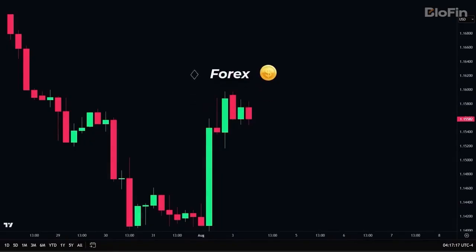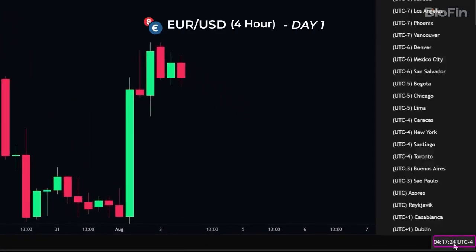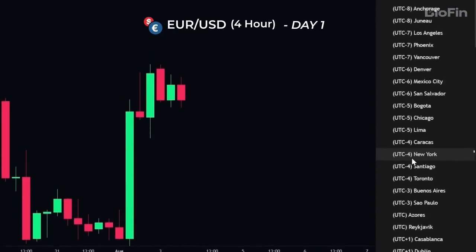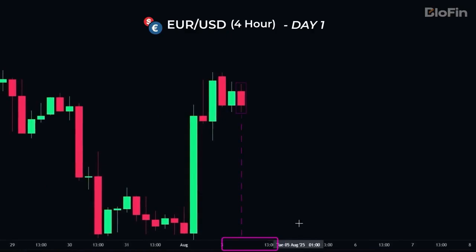Let's see how the strategy performs on the Forex market. Here, I'm on the Euro-USD 4-hour chart. To apply the 4-hour range in Forex, it's the exact same process. Go to the time zone setting at the bottom right of the chart and select New York time. Then, find the first 4-hour candle that formed on the current date.